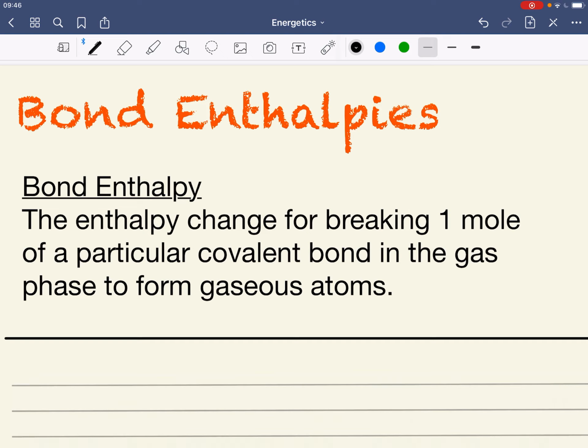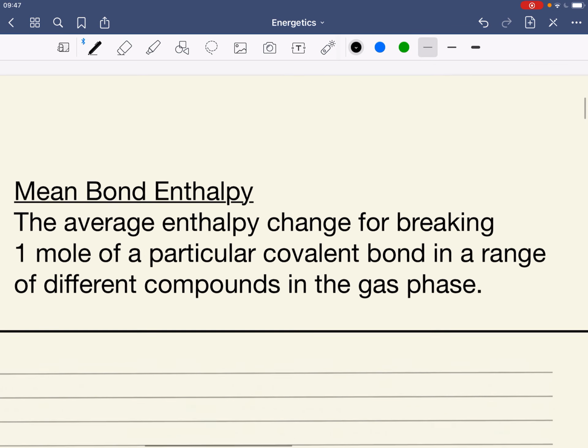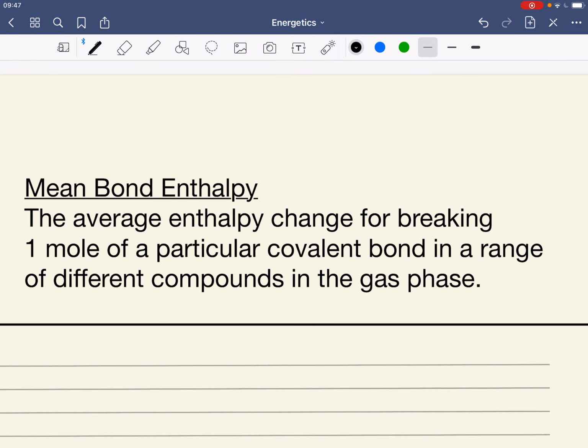And another definition, probably more important one, is what mean bond enthalpy is. Mean bond enthalpy is the average enthalpy change for breaking one mole of a particular covalent bond in a range of different compounds in the gas phase. And we can use these mean bond enthalpies to work out a theoretical enthalpy change for a particular reaction.